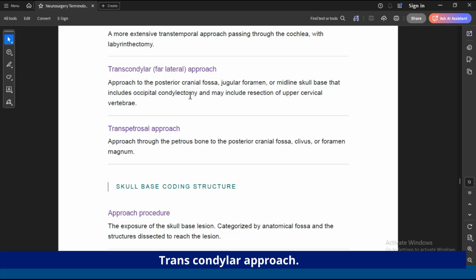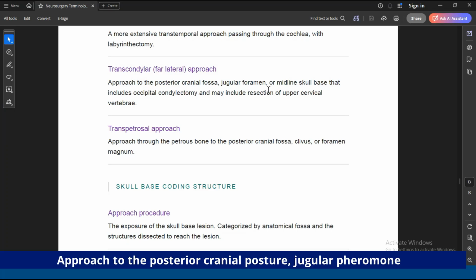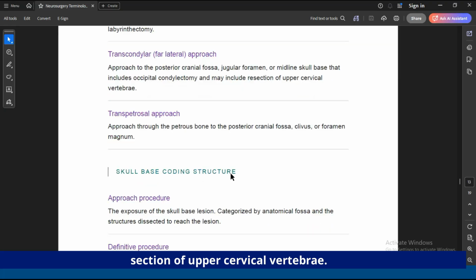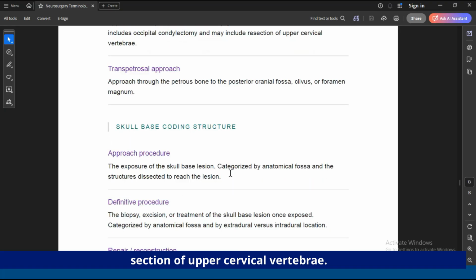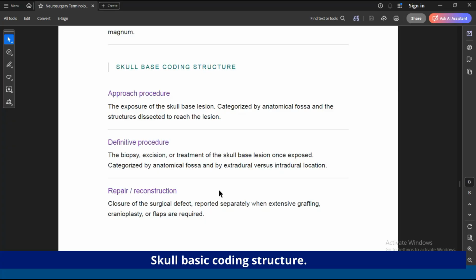Transcondylar approach. Approach to the posterior cranial fossa, jugular foramen or midline skull base that includes occipital condylectomy and may include section of upper cervical vertebrae. Okay. Transpetrosal approach or petrosal approach. Approach to the petrous bone. Skull base coding structure.